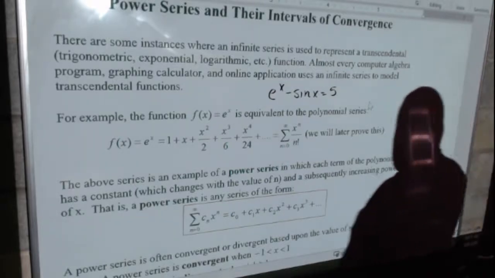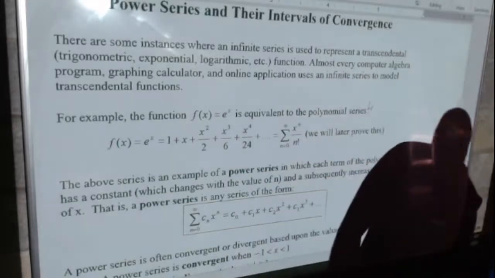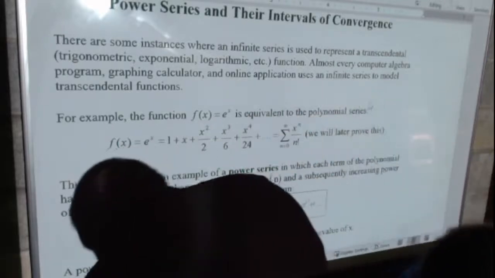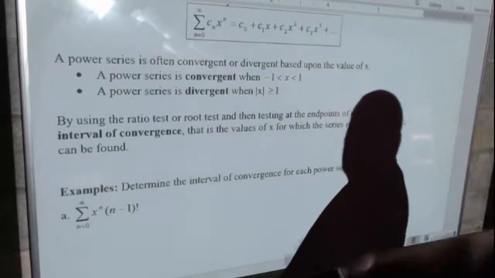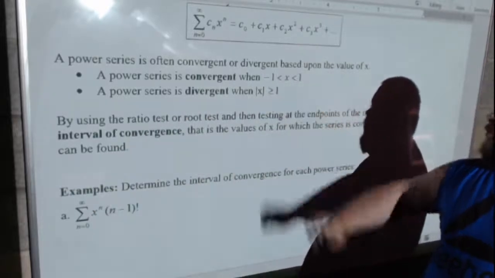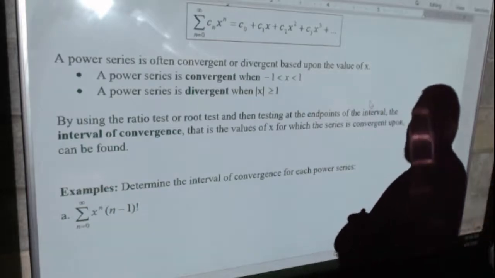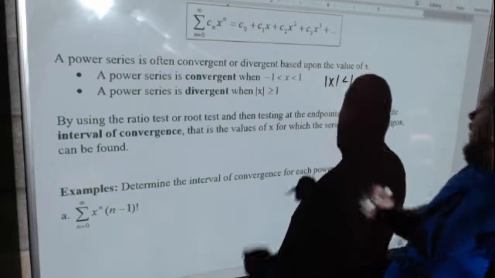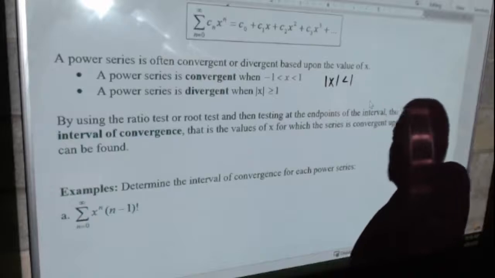So power series are great, but they're only great if they converge, because if they don't converge, there's no point in using them. So the question is, where do they converge? Well, they converge between -1 and 1 for the value of x. And that really means absolute value of x less than 1, or convergence. Where have we seen something like that recently?